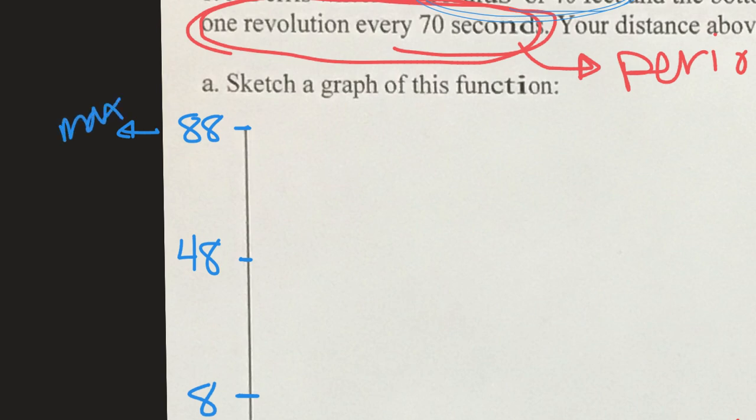Okay, so the 88 on top, this is your maximum, right? We're not going to ever go higher than 88 feet. And 8 on the bottom, this is your minimum, which means 48 has to be your middle. Okay, which is a good thing to have for our equation later. 48 feet is the middle.